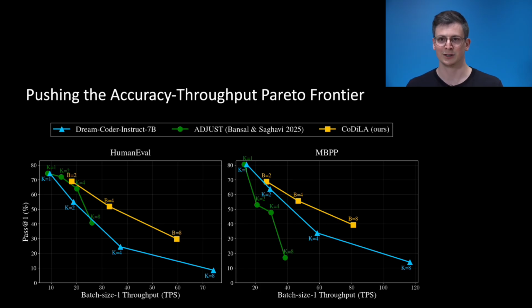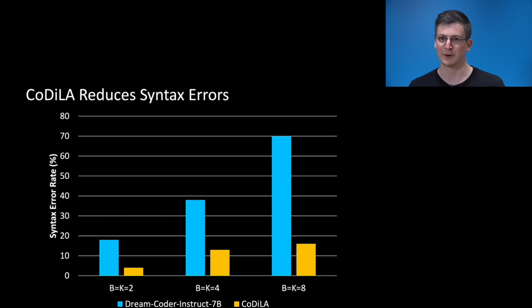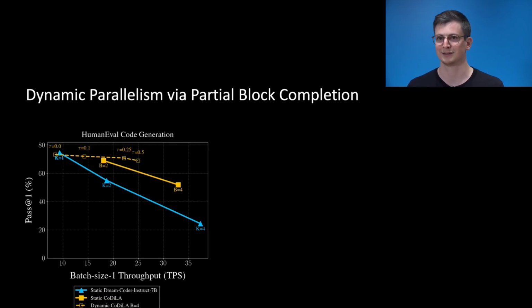Moreover, CODILA significantly outperforms other parallel sampling baselines that incur a notable overhead. Interestingly, we found that CODILA's accuracy gains can be explained by a notable improvement in syntax error rates. So, enhancing coherence during parallel sampling through our blockwise AR execution naturally enhances syntax.